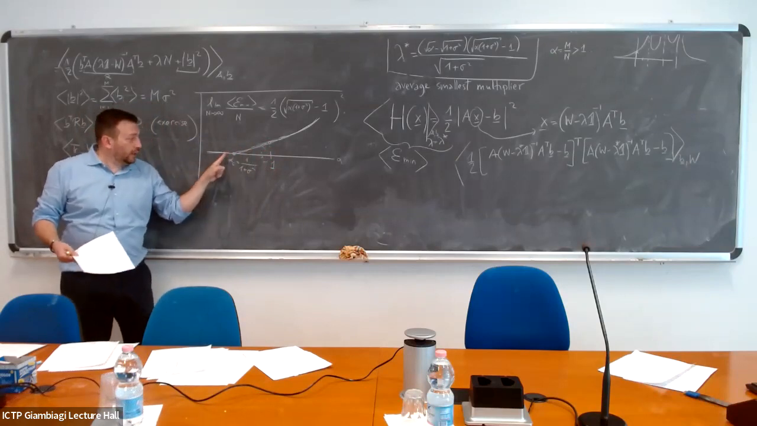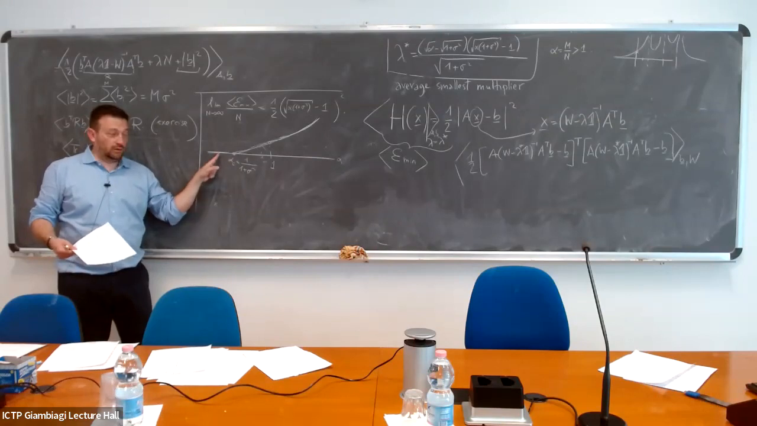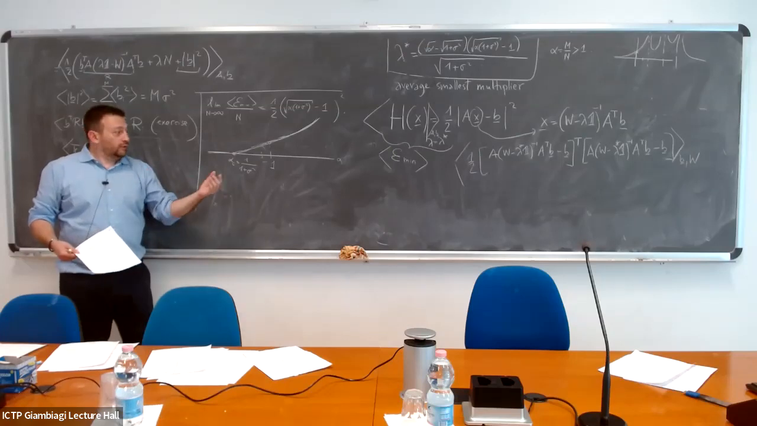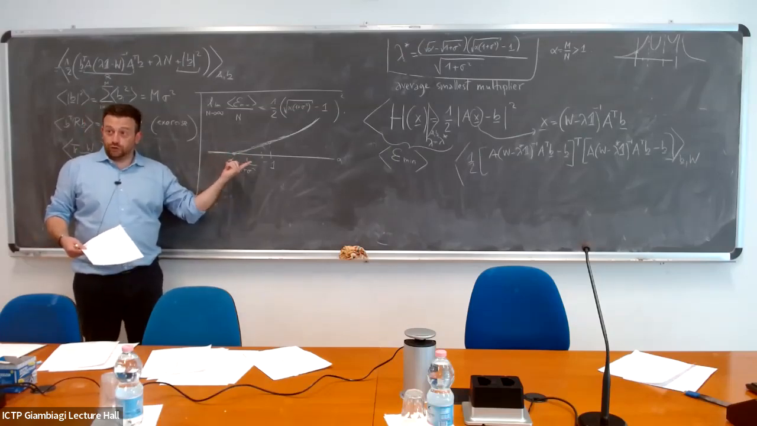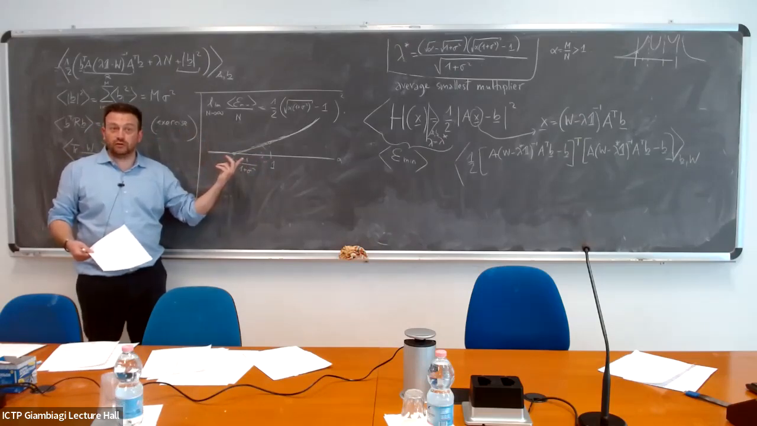Only when alpha, the ratio, is smaller than this number, that is smaller than one, do we typically get that the average minimal loss is zero, which means that we can satisfy the system exactly. So the presence of the nonlinear, quadratic constraint makes undercomplete systems in general non-compatible. That's the take-home message.